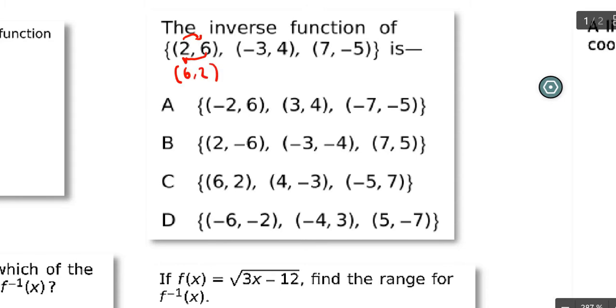So all this will be out. This is out. This is out. And this is out. So the only thing left is (6, 2). Of course, we can confirm by doing the other ones. This one will be (4, -3), which is (4, -3). That works. And then (-5, 7) is (-5, 7). So by doing a quick elimination process, we know the answer is C.